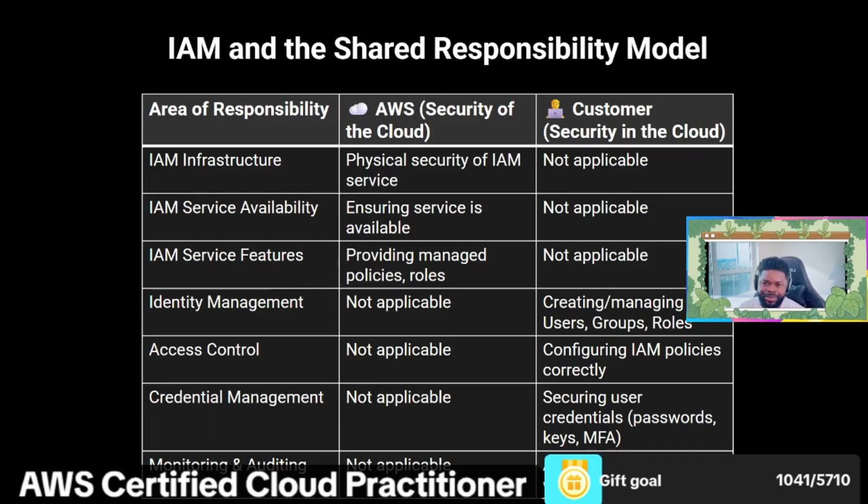Responsibility in this case is you, right? It's you. You are the customer. You are the one using the AWS account. So the things at the bottom right of the screen are what you are meant to be doing. And the things at the top left are what AWS is expected to do on their own end, right?